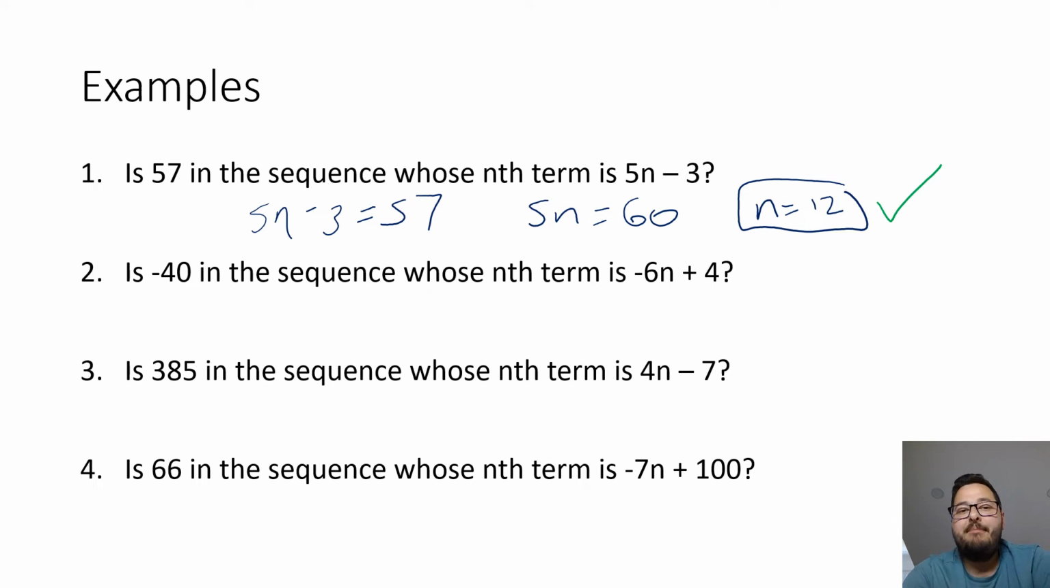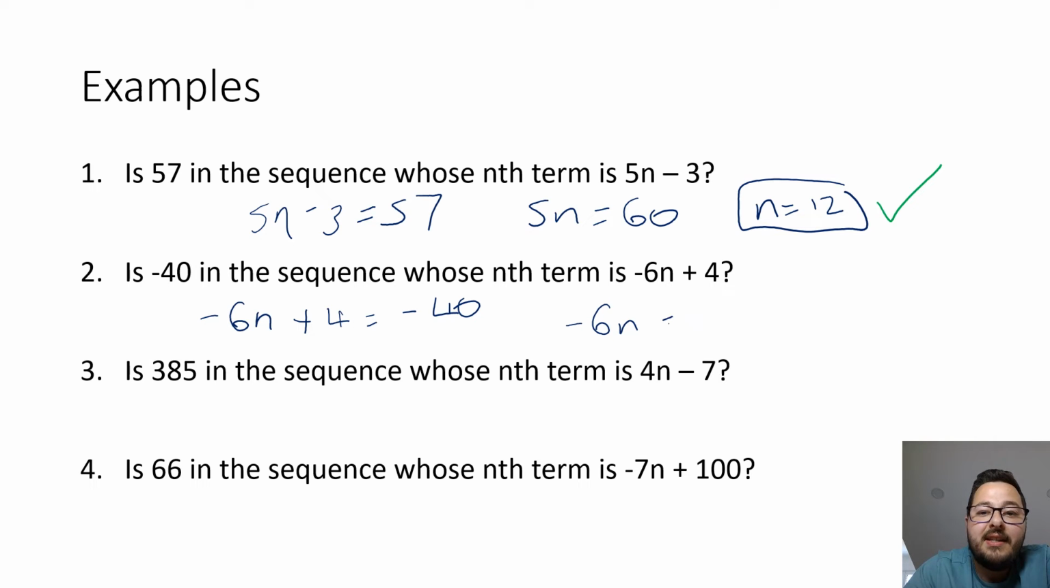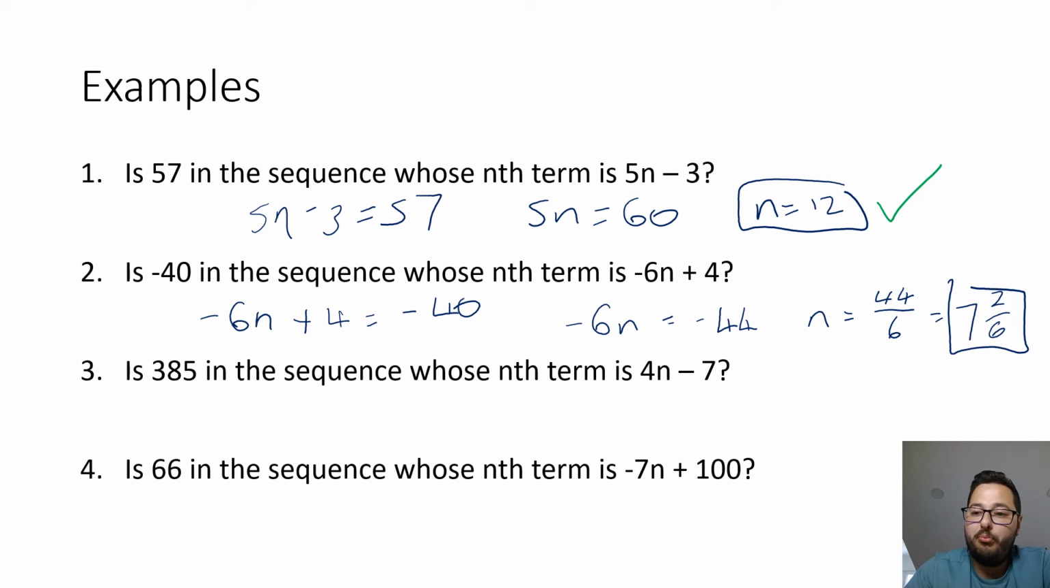Okay, next one. Is minus 40 in the sequence whose nth term is minus 6n plus 4? Okay, so we've got minus 6n plus 4 equals minus 40. Let's take away the 4 from both sides, so we're going to get minus 6n is equal to minus 44. And then divide by minus 6, you're going to get n is 44 over 6, which is 7 and 2/6. So that is not a whole number, so it's not in the sequence.